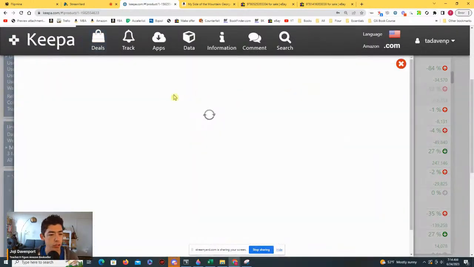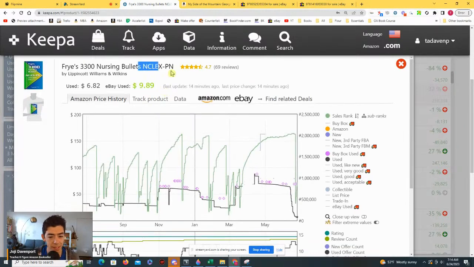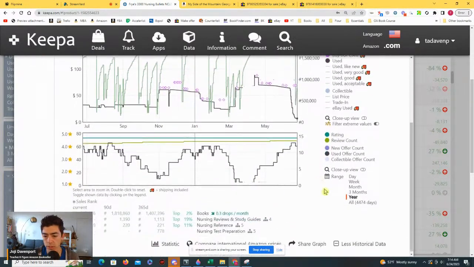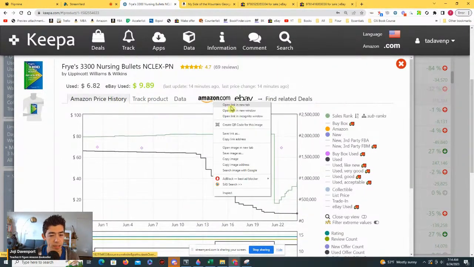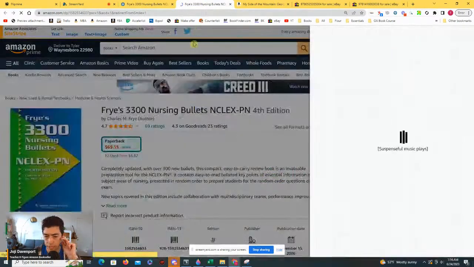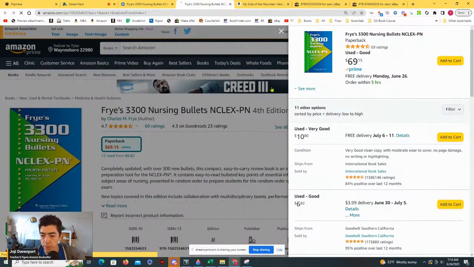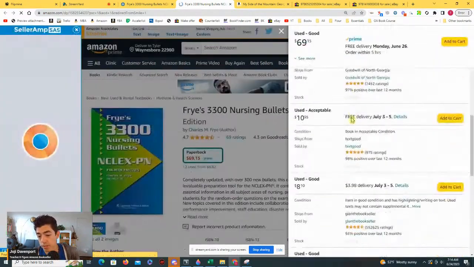All right, this book is interesting. This is an NCLEX book, so this is definitely for, I believe, college. And you can see that there's been a repricing war going on here between a couple of sellers. This is now down to about $7. I would argue that this is undervalued. Now, not a ton. It's not like you're probably going to make a killing on this book, although you could.